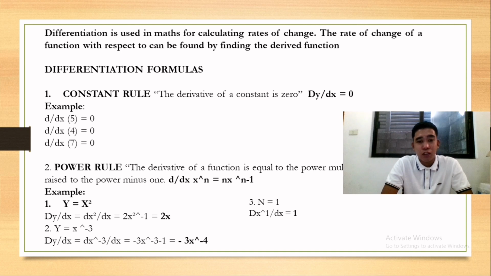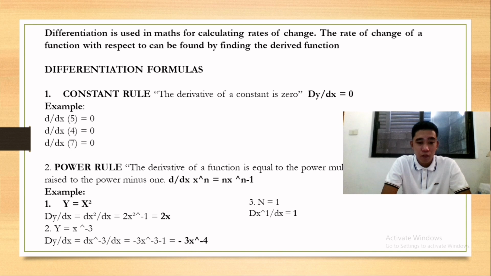Differentiation is used in maths for calculating rates of change. The rate of change of a function with respect to x can be found by finding the derived function. Differentiation formulas. Number 1, constant rule. The derivative of a constant is 0. dy over dx equals 0. Kapag daw constant ang derivative, always 0 na yung sagot. Example, d over dx of 5 equals 0, d over dx of 4 equals 0, and d over dx of 7 equals 0.